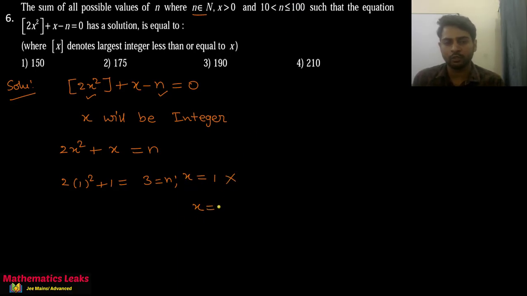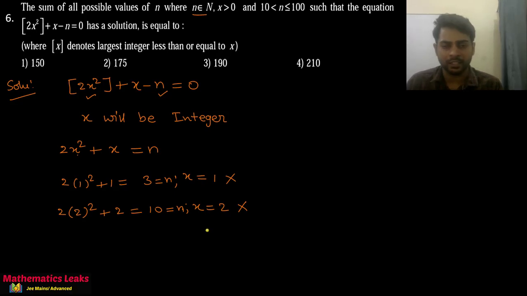Similarly x will be equal to 2. Then you will check here, so it will become 2 into 2 square, at the place of x we are putting 2. So 2 into 2 square plus 2 we will get here 10. So the n value we are getting is 10 when x is equal to 2. So n should be greater than 10 and it is coming 10 only. So x equals 2 is also not acceptable.